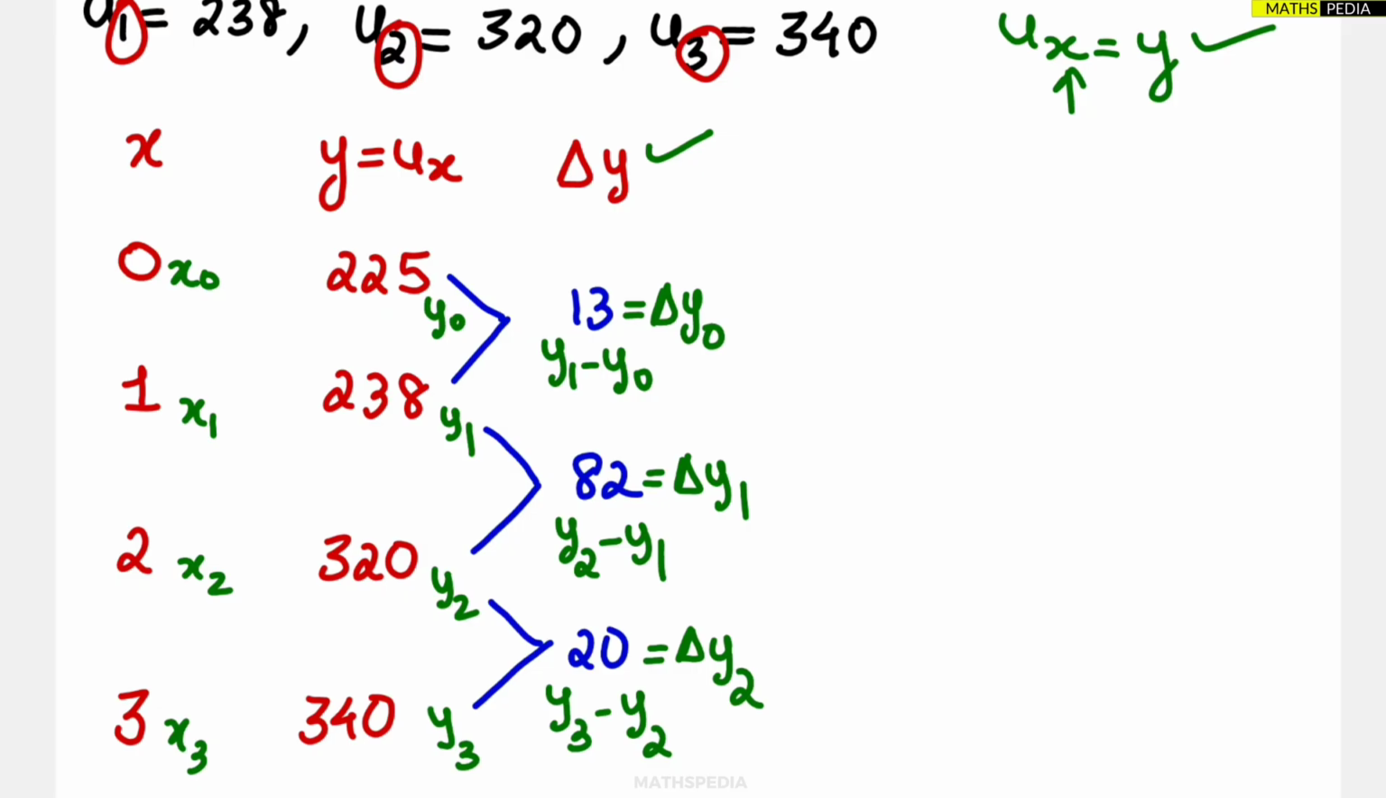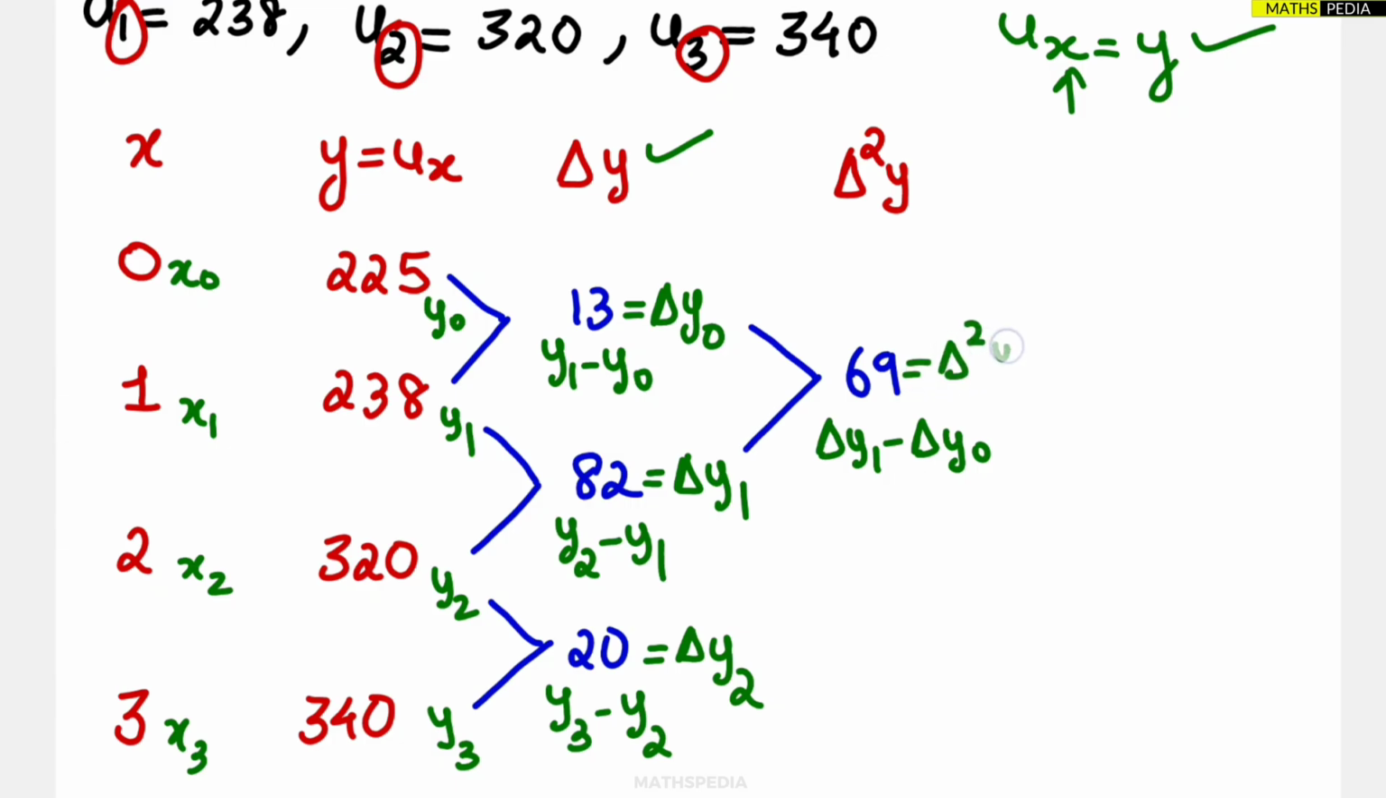Next we'll go for the second column of differences. The second forward difference is delta square y. So the difference between 13 and 82: 82 minus 13 is 69. That is how we got delta y1 minus delta y0, the difference between these two, and it is represented by delta square y0.